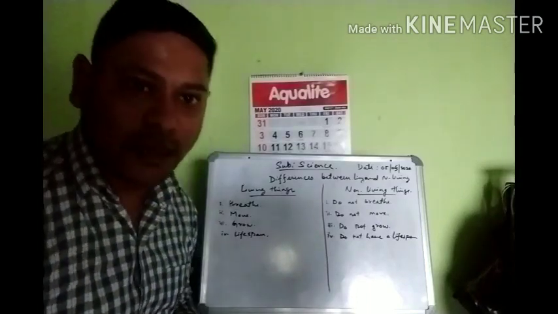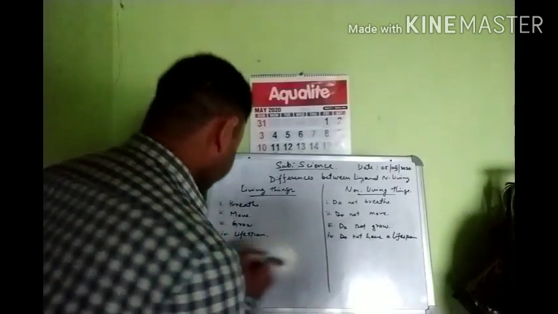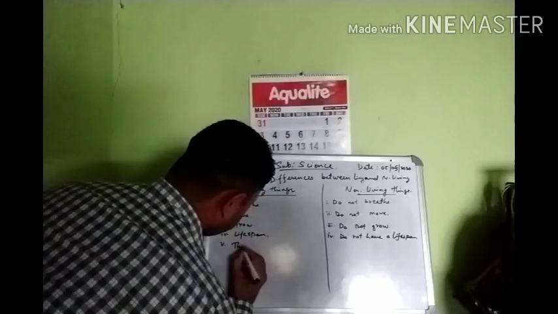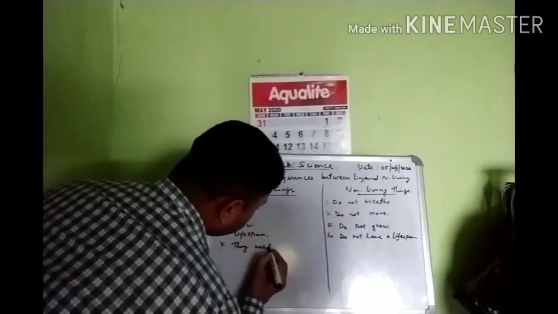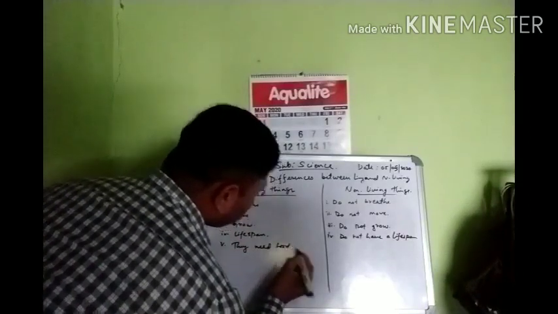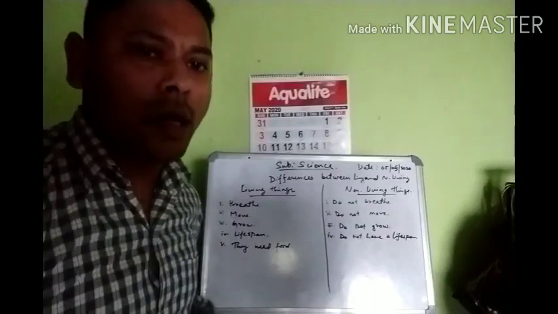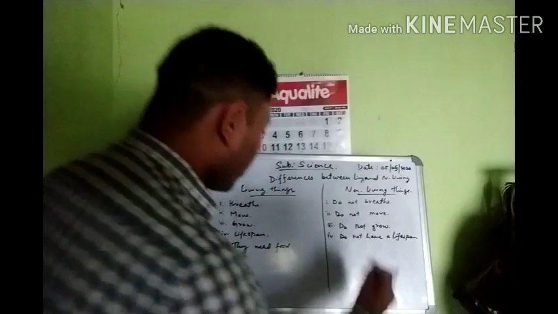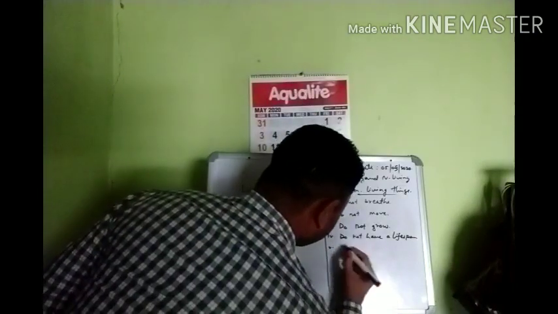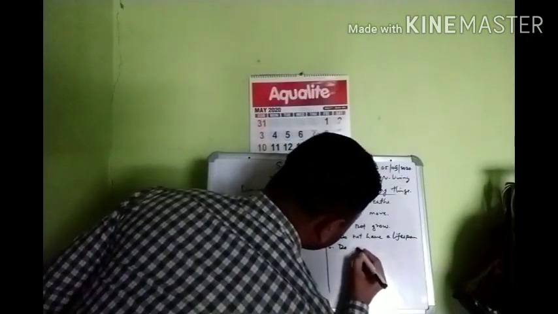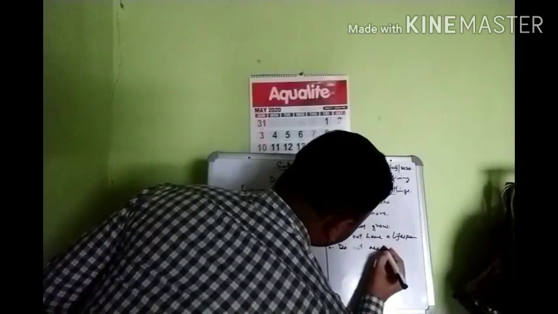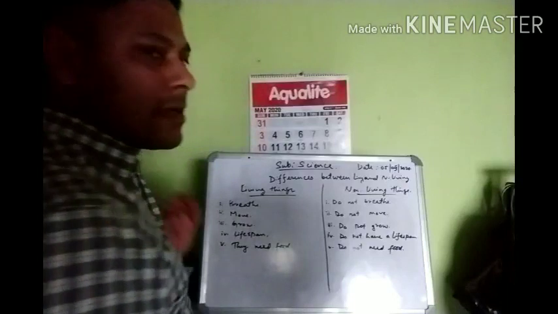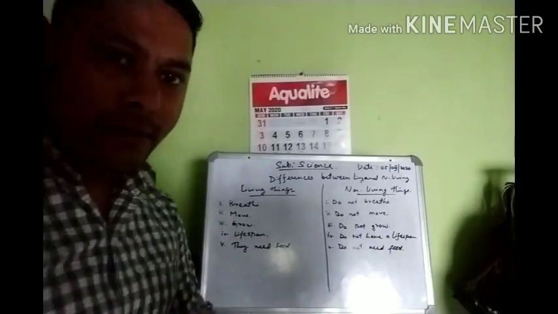Next, we'll talk about food. Living things, do they need food? Yes. Fifth point is they need food. They need food to live and to do many kinds of work. But non-living things, do they need food? No, they do not need any kind of food. So fifth point will be do not need food, because they are non-living things.